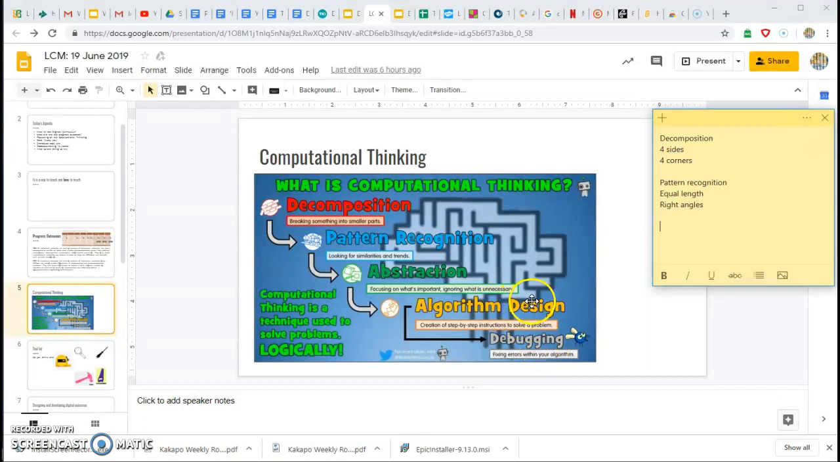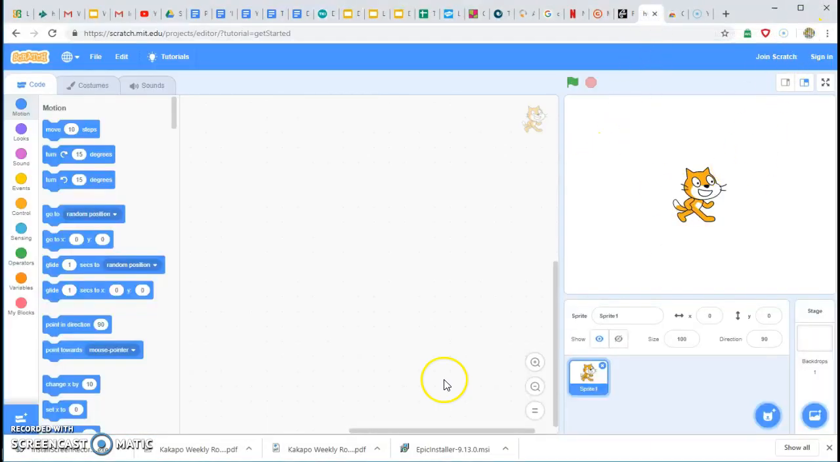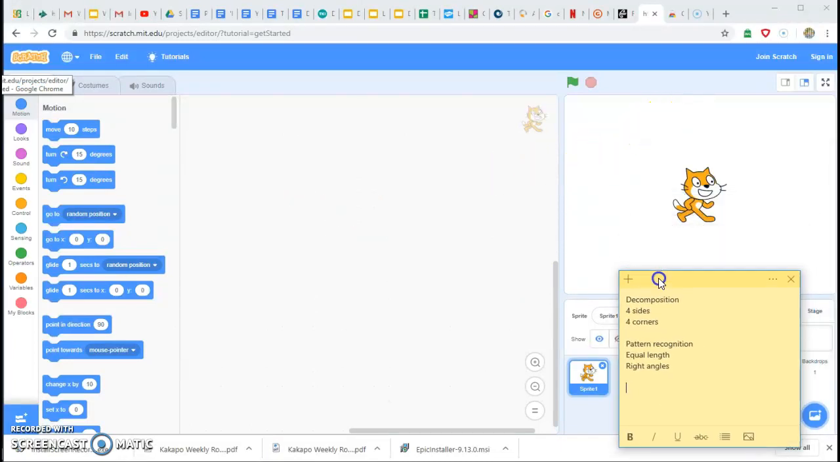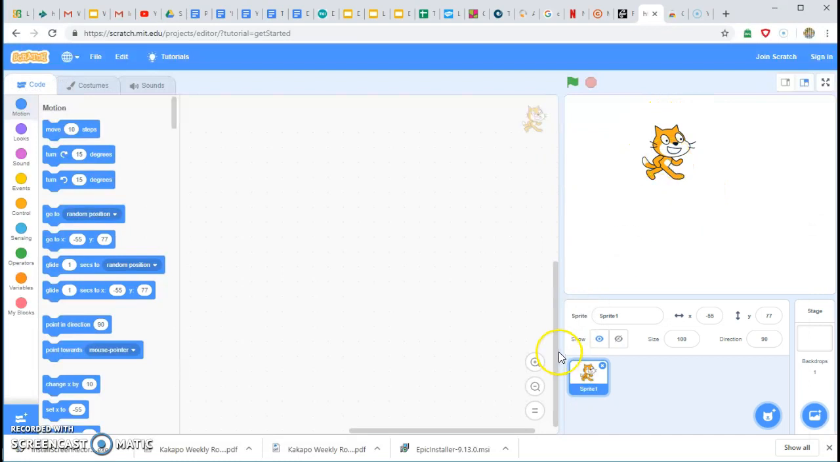Okay, so for the algorithm design part, I'm going to go into Scratch. I'm going to get my post-it up again. And we're going to enter a code to hopefully draw a square. The square is going to come up where this little guy is, the sprite. And, oh no, I've lost my post-it. Where's the post-it gone? Help. There we go. Oh, and it's gone again. Alright, well, while the post-it reloads itself, I'm going to start with algorithm design.